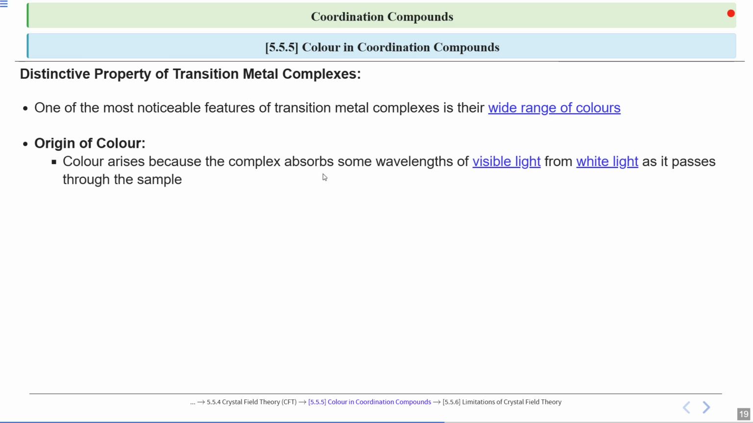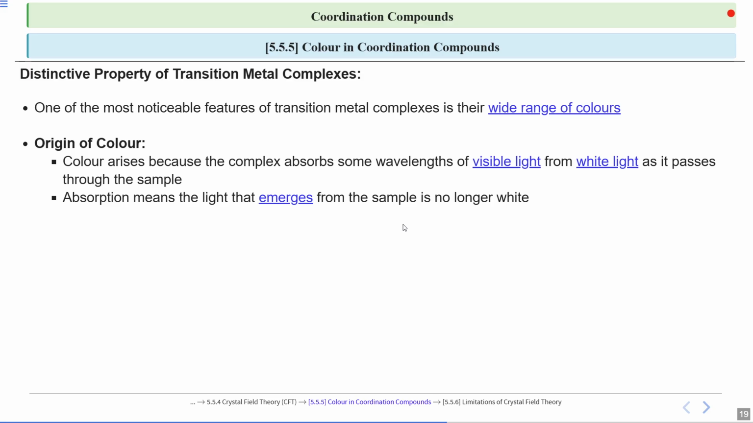Color arises because the complex absorbs some wavelengths of visible light from the white light as it passes through the sample. So what happens when the white light passes through the sample is that the complex is going to absorb some wavelengths of visible light, due to which color arises in the complex. What does absorbed mean? Absorption means that the light that emerges from the sample is no longer white, right?